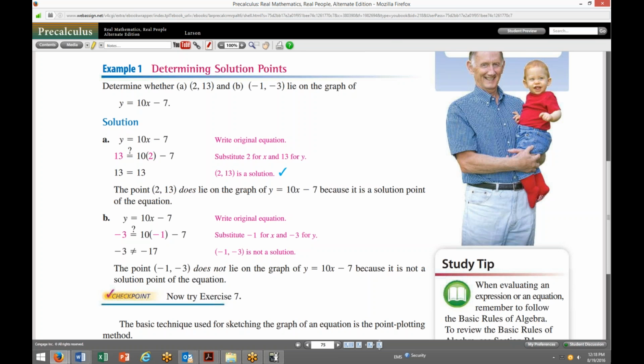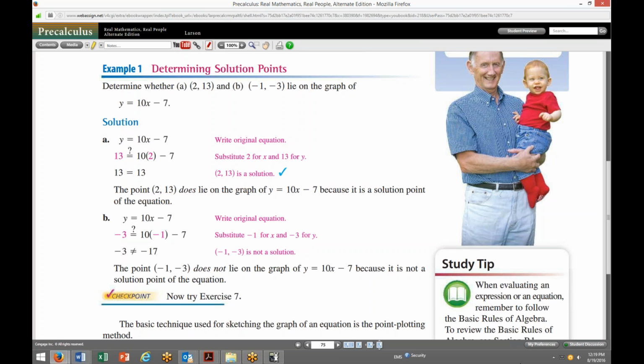And of course, plugging in 13 for y on the left and plugging in 2 for x, we get 13. Is it equal to 10 times 2 minus 7? Doing our multiplying before subtracting, basic order of operations, 13 equals 20 minus 7. So yes, we do end up with 13 equals 13.